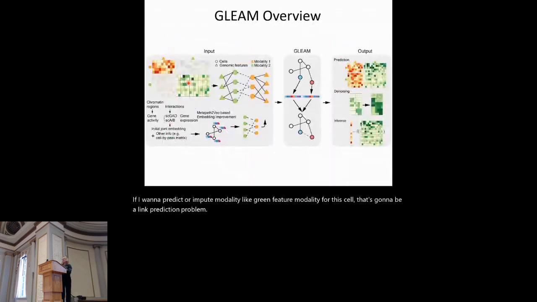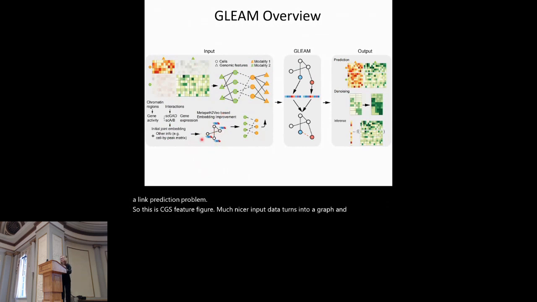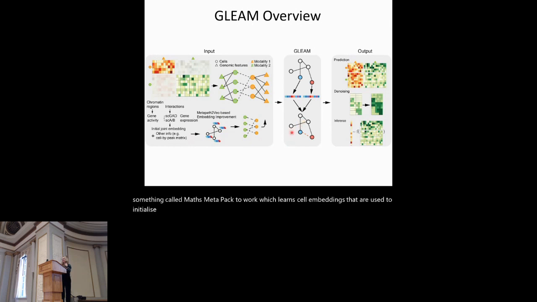Okay, so this is Sitchi's figure, much nicer. Input data turns into a graph, and Sitchi actually runs something called MetaPath2Vec, which learns cell embeddings that are used to initialize. And then once we learn these embeddings and the functions to predict links, you can use this to do prediction, denoising, and other types of inference.